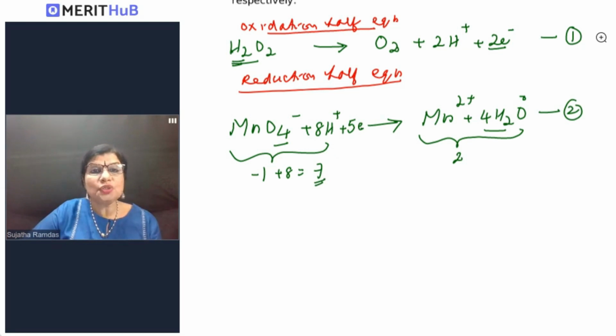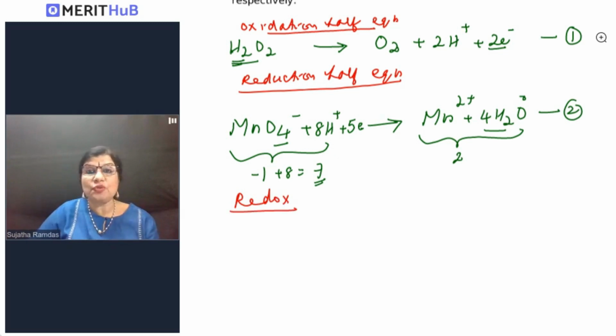Now, in order to write the redox equation, we have to make some modifications. We have to ensure that the electrons are cancelled out. So we have to multiply the first equation by 5 and the second equation by 2 in order to cancel the number of electrons on both the half equations. So now what is the resultant redox equation?